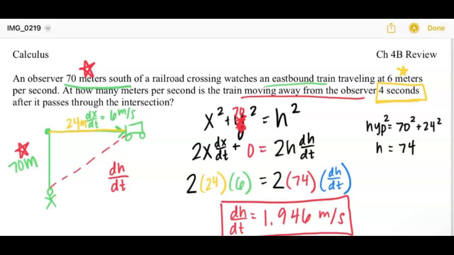All right, here is the rest of the problem. After you substitute, you did have to do Pythagorean theorem to find out what the hypotenuse was. And then from there you could find that the train is traveling away from the observer at a rate of 1.946 meters per second.